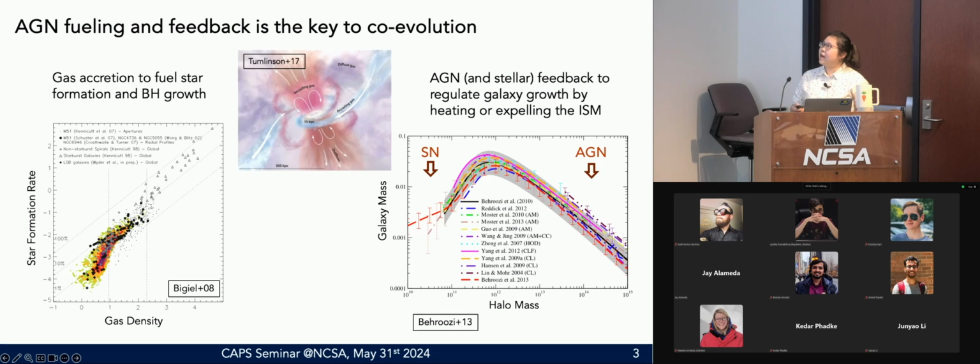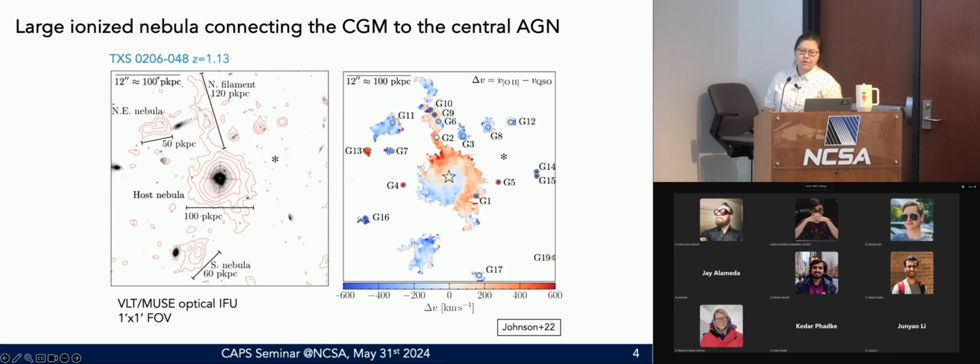One idea is that AGN could be that feedback, by heating up or expelling the ISM into the broader scale, like into the CGM or the IGM. This also explains how the enriched metals can be expelled into larger scales from the ISM of a host galaxy. Thanks to new wide-field, sensitive integral field spectrographs, we are now seeing evidence of this kind of AGN fueling and feedback in observations.